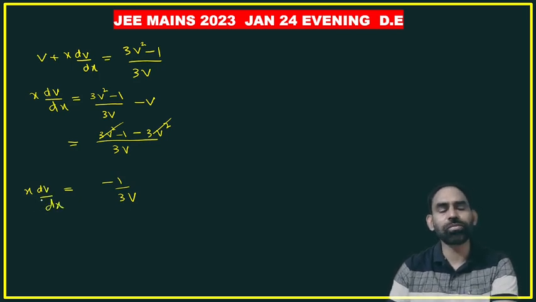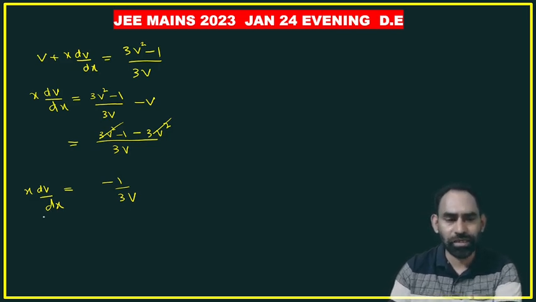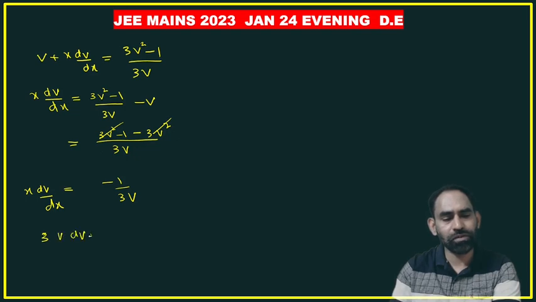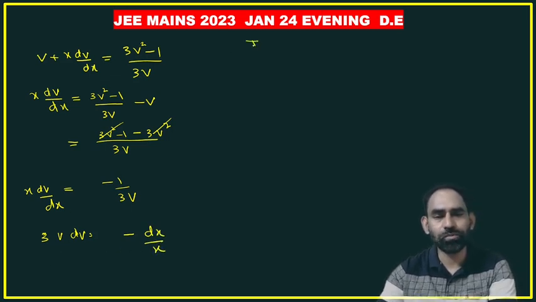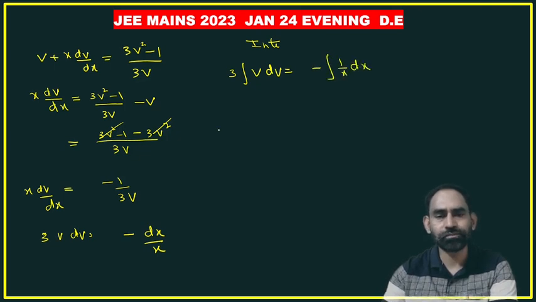Now there are two variables here, v and x. By using the variable separable method, we can solve this equation. Write v on one side and x on the other side. This becomes 3v dv equals minus dx by x, separating the variables. Now integrating on both sides: 3 into integral v dv equals minus integral 1 by x dx.